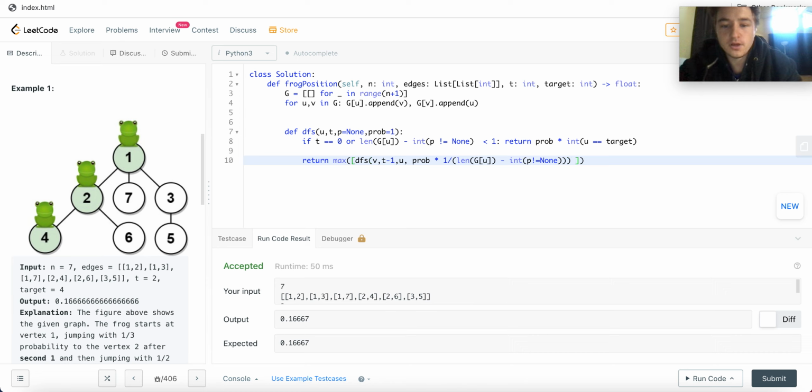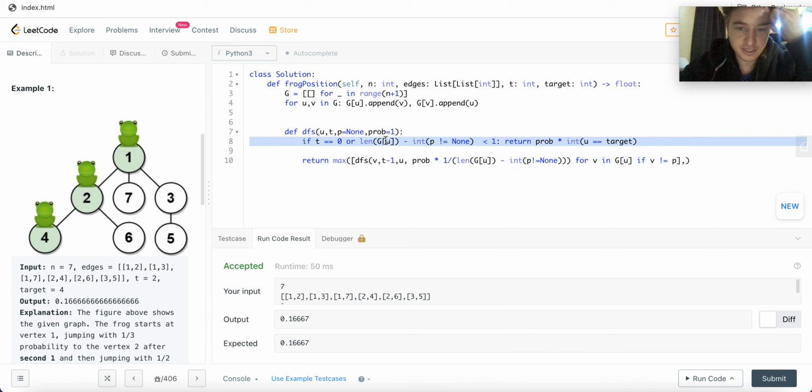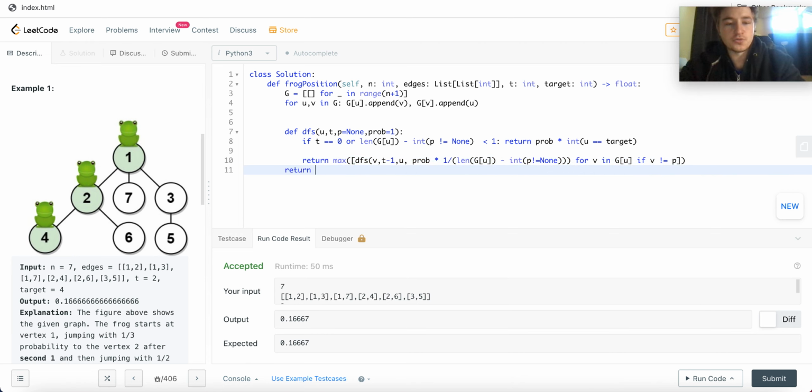Okay. And then I do that for each child in G of U if V not equal P, because I don't want to consider the parent. Okay. And then it could be the case that I have, no. I'll always have 1 parent. I'll always have 1 child to traverse because of this condition here. So I don't need to do that. Okay, and then we'll just return DFS.